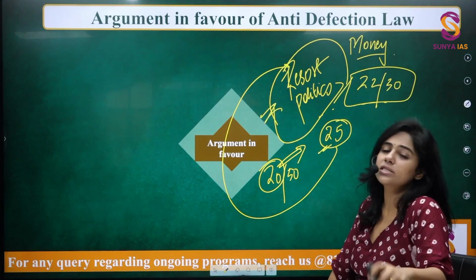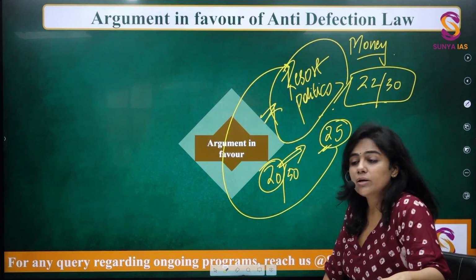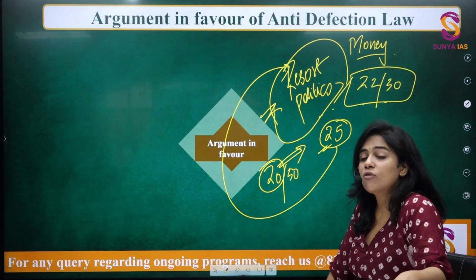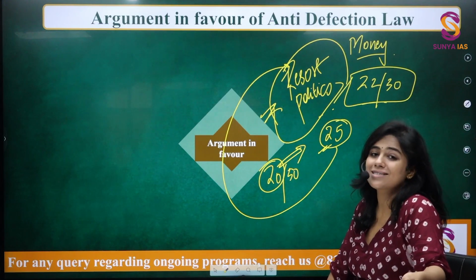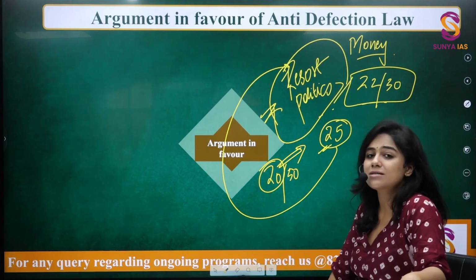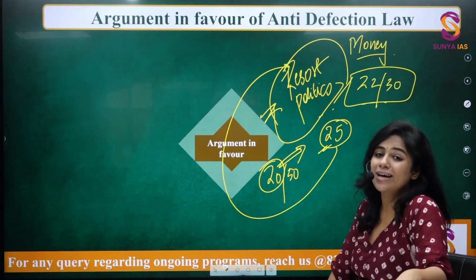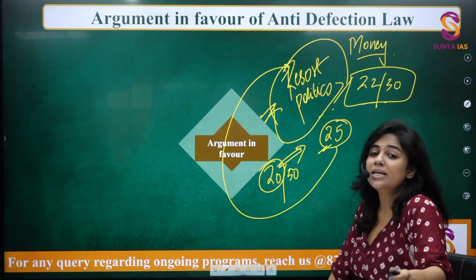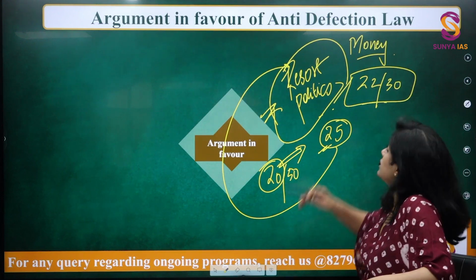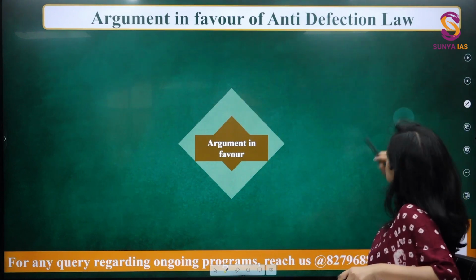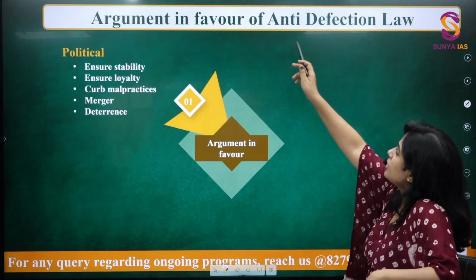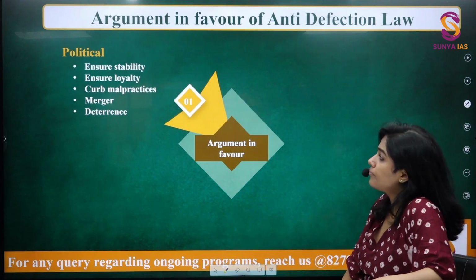So you can use this term: the recent instances of horse trading and resort politics have brought back the focus on the anti-defection law and its effectiveness in the Indian parliamentary democracy. You can use an introduction like that. Now, arguments in favor of the anti-defection law.